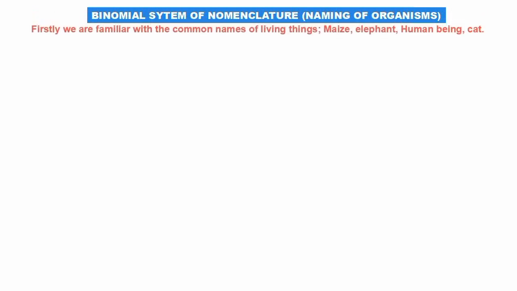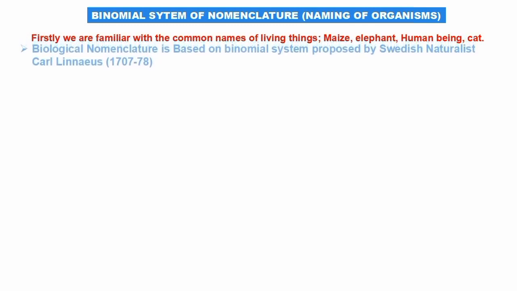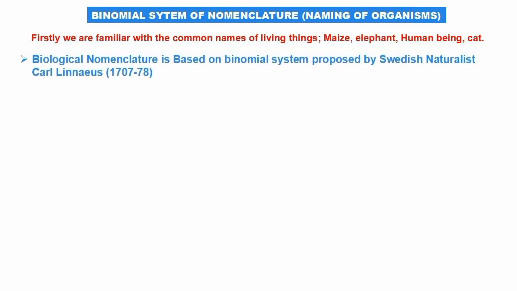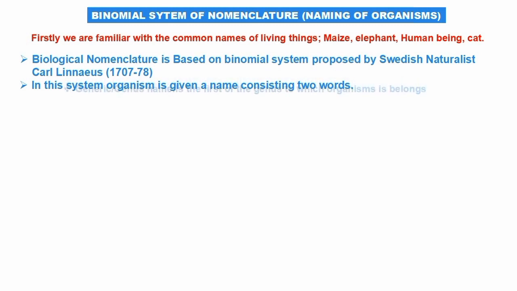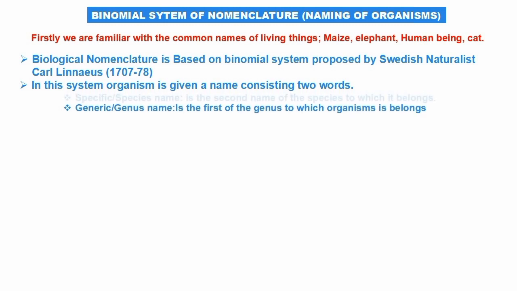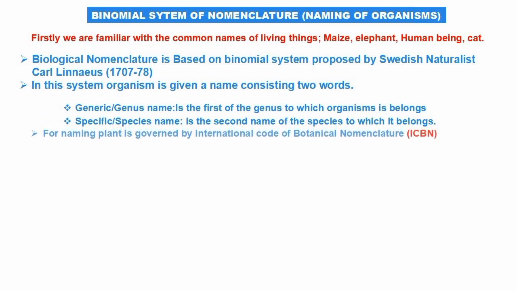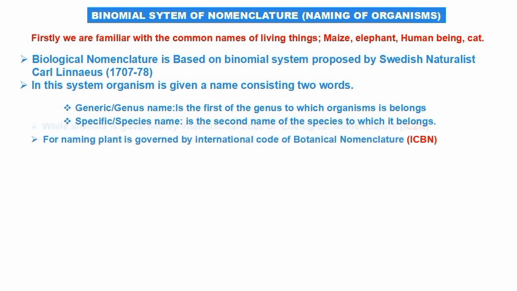Binomial nomenclature of living organisms, that is, naming organisms. Firstly, we are familiar with common naming of living organisms, for example, mango, maize, elephant, human being, and cat, etc. Biological nomenclature is based on the binomial system proposed by the Swedish naturalist Carolus Linnaeus. In this system, an organism is given a name consisting of two words. The first one is the generic or genus name, which is the name of the genus to which the organism belongs. The second one is the species or specific name, which is the name of the species to which it belongs. You have to take note of these two.